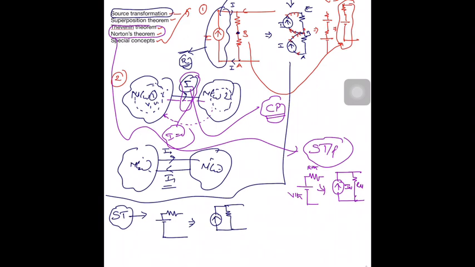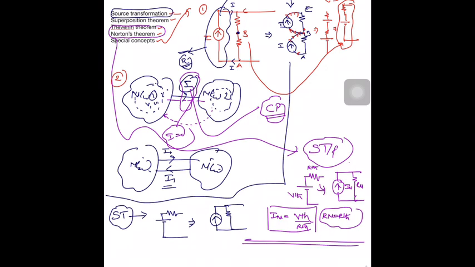So here the relation is IN is equal to VTH by RTH and RN is equal to RTH. For time being, just see this. We'll come back to this particular topic when we completed Thevenin's and Norton's theorems.